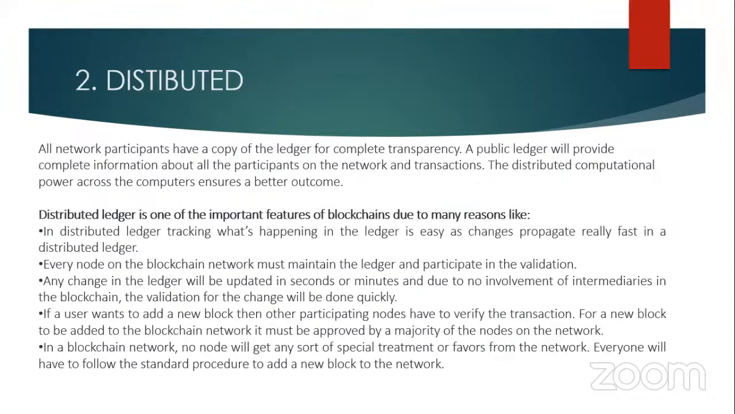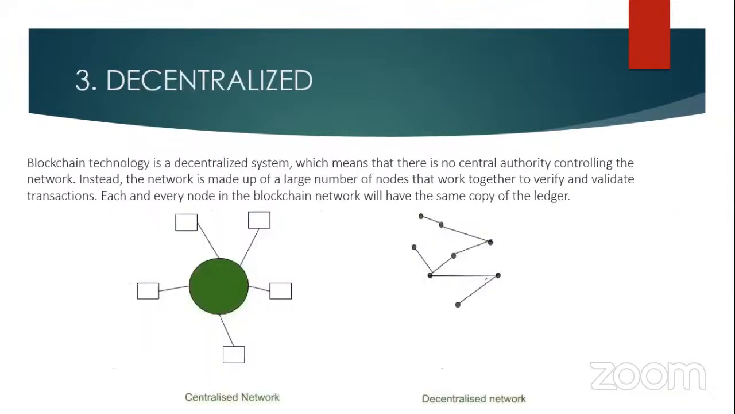Now, distributed is simply every participant having a record of the ledger. Since it's a public ledger, everybody will have a copy of it. Decentralized is simply the absence of centralization. That's the basic meaning. Now this is the illustration.